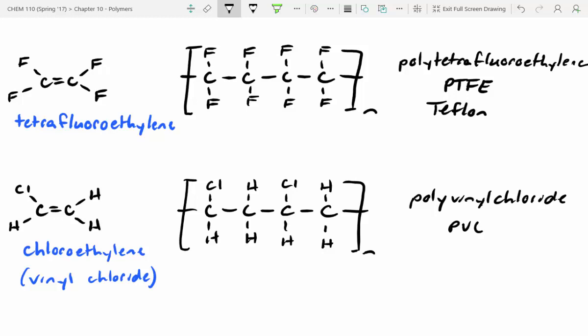Does anybody know what PVC is used in? Pipes, right? So a lot of your piping in your house might be made of PVC. It's a really strong, durable plastic. In fact, a lot of municipalities are going through the process of replacing old lead pipes with PVC pipe because obviously it's a lot safer than lead.